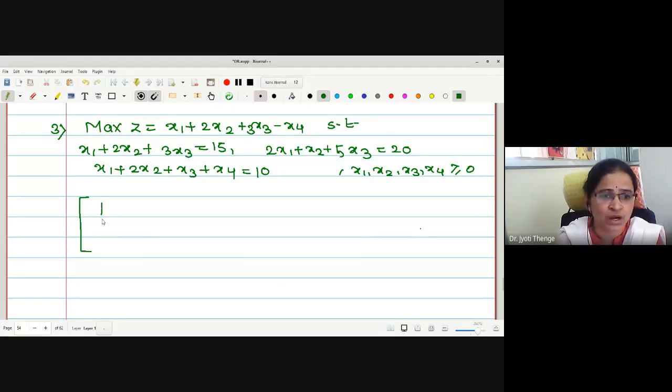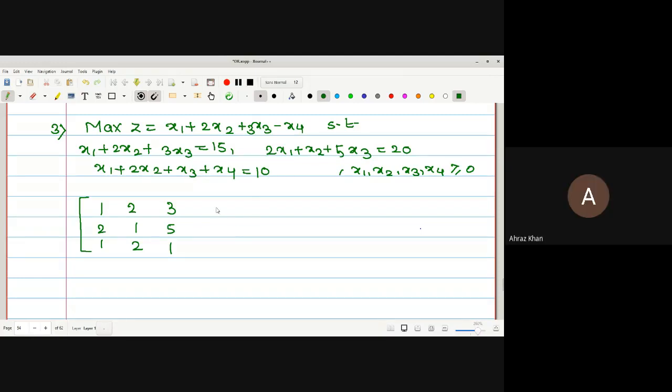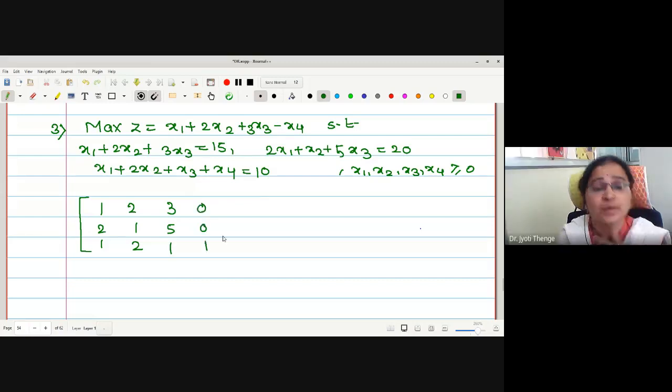For x1, this is 1, 2, 1. For x2, this is 2, 1, 2. For x3, 3, 5, 1. Correct now? What for x4? 0, 0, 1. This third equation gives us automatically a basic variable. Third basic variable. Therefore, how many are to be added? 2 to be added.